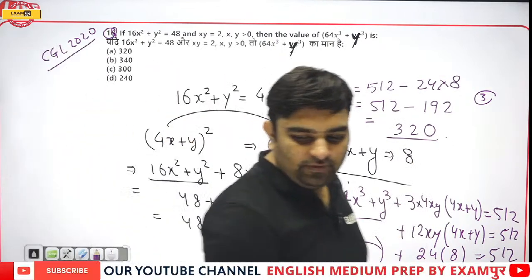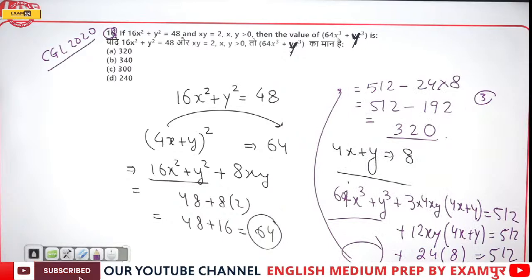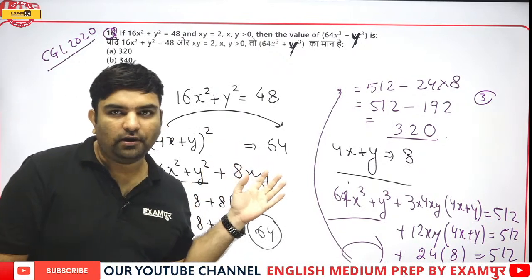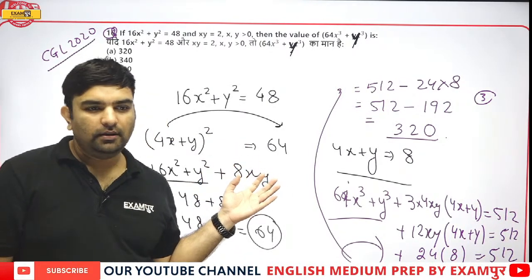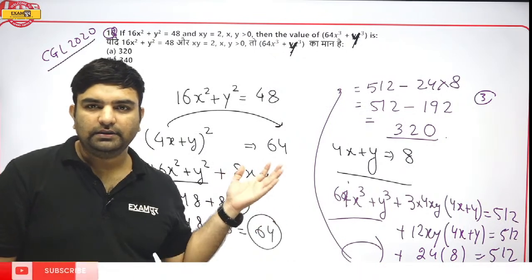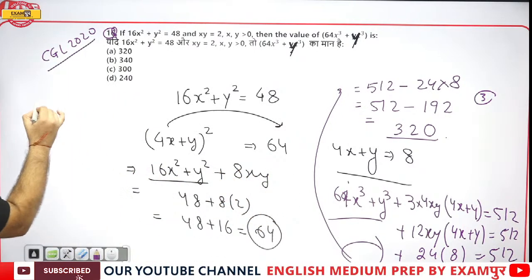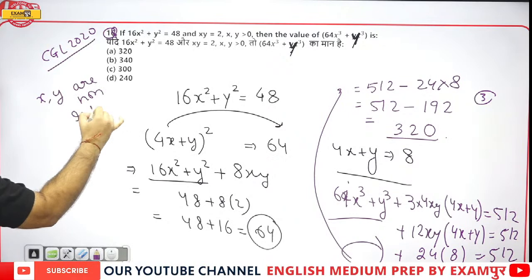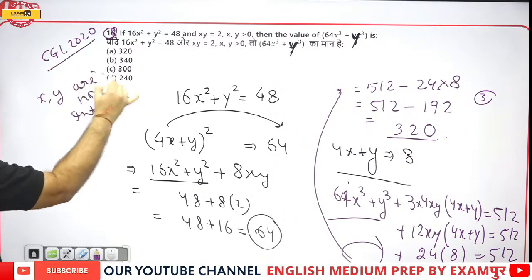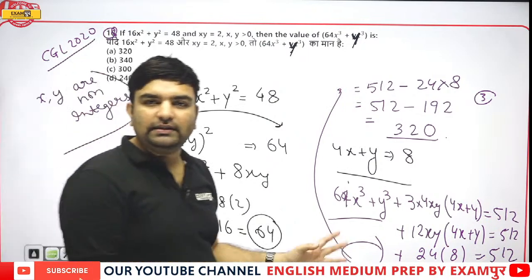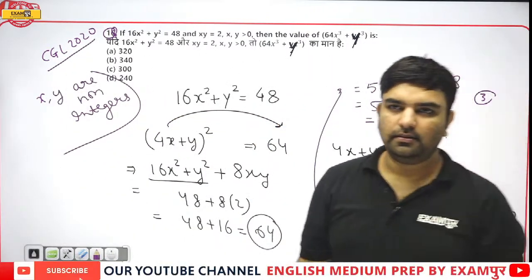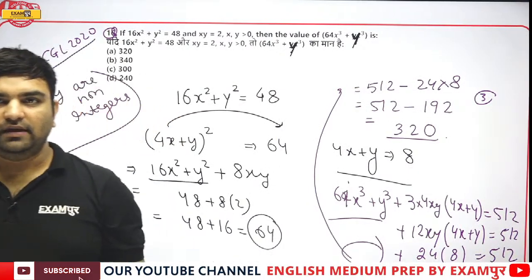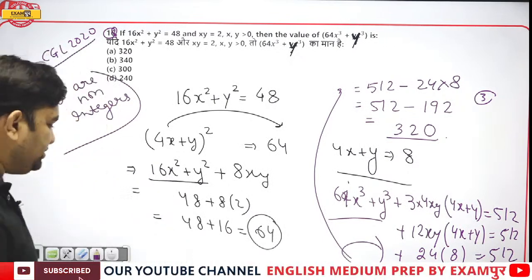So it was a very, very important question, because here the question is made so that if the values are not integral, then how will you do it? Values of x and y are non-integers here. So if the values of x and y are non-integers, you have to do it like this. Clear?